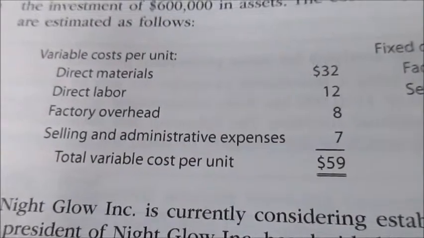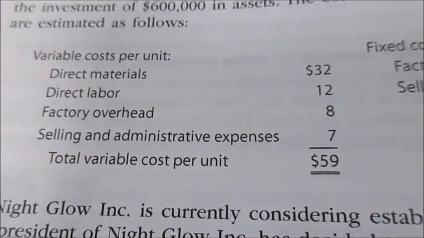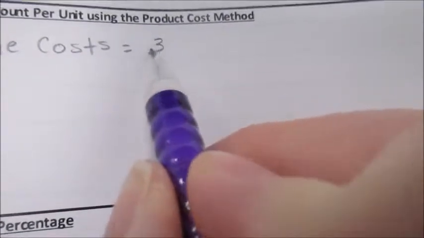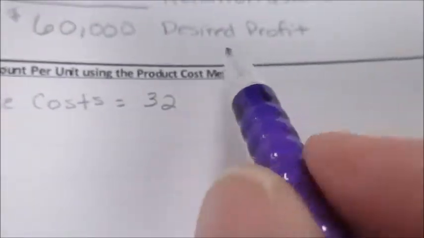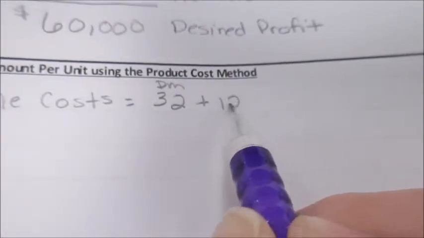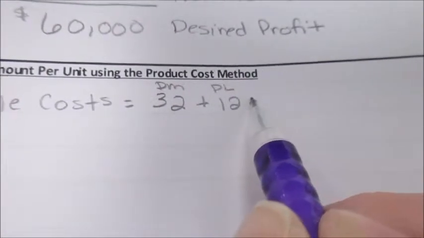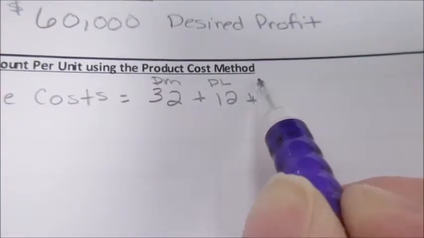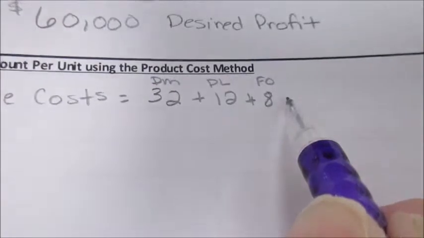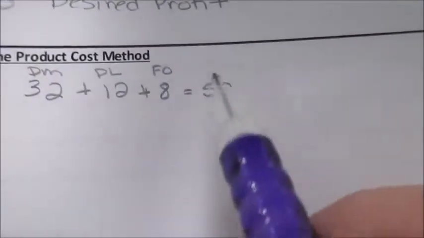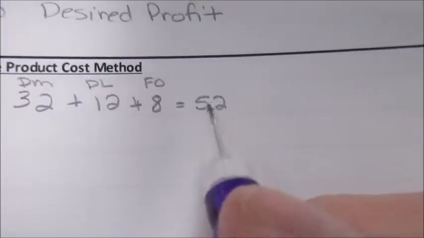We're going to remove the selling and administrative expenses from this problem. So in our variable costs, we're going to take the $32, which was our direct materials, plus the $12, which was our direct labor, and the $8, which was our factory overhead. And it gives us $52. So this is our variable cost per unit.